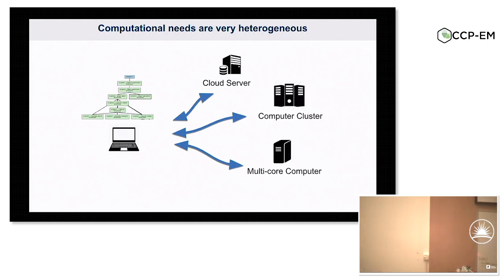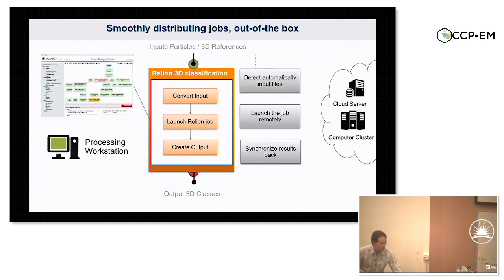Now, all of this is kind of manual, so you need to copy some of your data there, launch some job, then bring the data back. So another thing we are working on right now, still ongoing work, is trying to do this job distribution more smoothly and more automatic. So, for example, let's take this: you have a workstation and you have your project there.